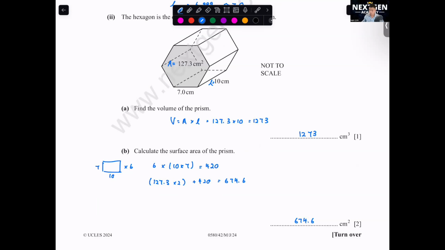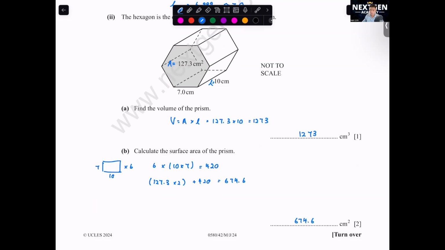Okay, number 9, all good. Finally got the hexagon. Very good. Any question? Just now a lot of students said these are not sure how to do. Everyone good? Good. Let's go to question 10.